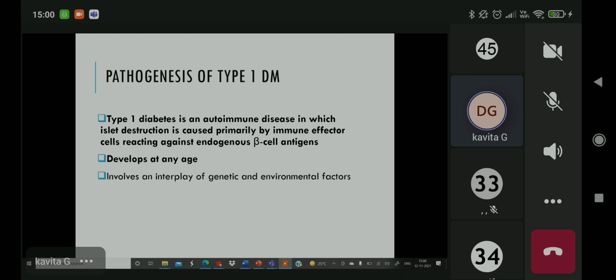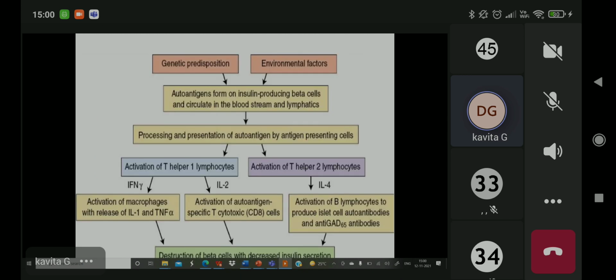Then it is involving an interplay of various genetic and environmental factors. So type 1 diabetes is a combination of a genetic predisposition as well as environmental factors which have caused autoantigens to form on the insulin producing beta cells. This results in presentation of autoantigen by the APCs.